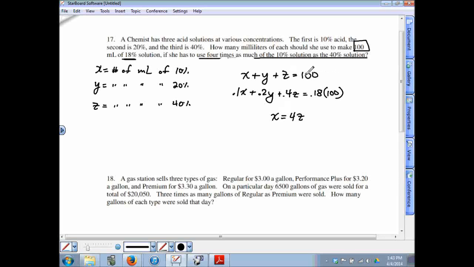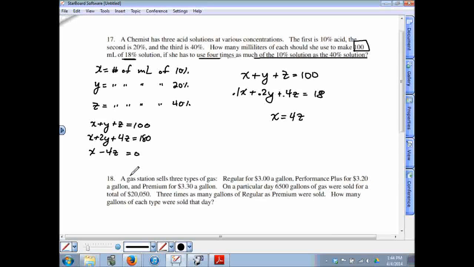Now we have a system of equations. We have 3 equations, 3 variables. We need to solve this. Let's clean this up a little bit though, especially this middle equation, not liking these decimals. So first of all, 0.18 times 100, that's just 18. And then if we multiply that middle equation by 10, that's going to get rid of the decimals. So we have x plus y plus z equals 100, and the middle equation becomes x plus 2y plus 4z equals 180. And then I'm going to subtract the 4z in this bottom equation, and we get x minus 4z equals 0.